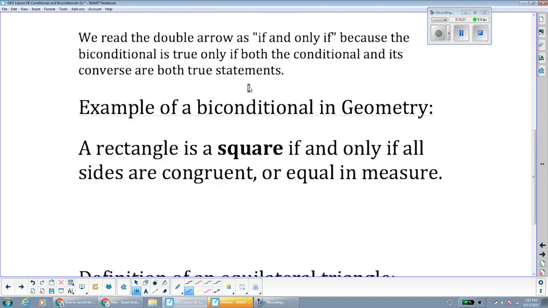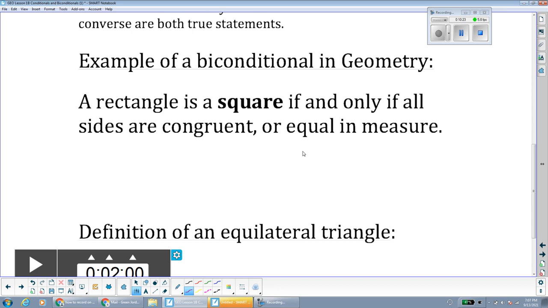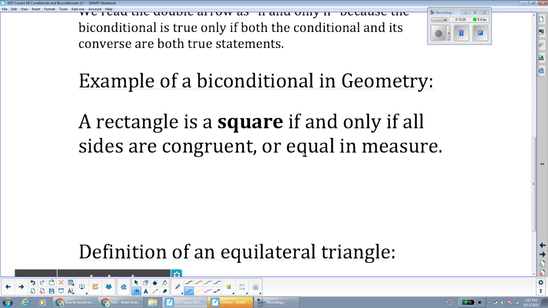Here's an example of a biconditional in geometry. A rectangle is a square if and only if all sides are congruent or equal in measure. So this is a biconditional definition of a square, because if you read it forwards first or backwards first, you'll have true statements. Both the original conditional and its converse are true.